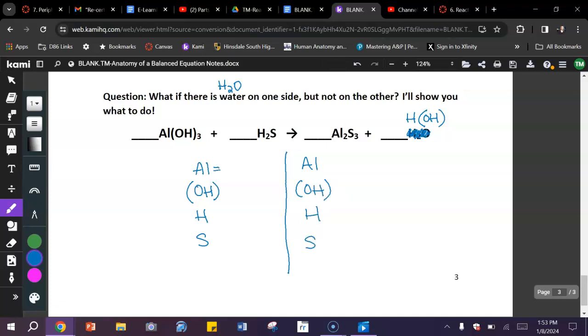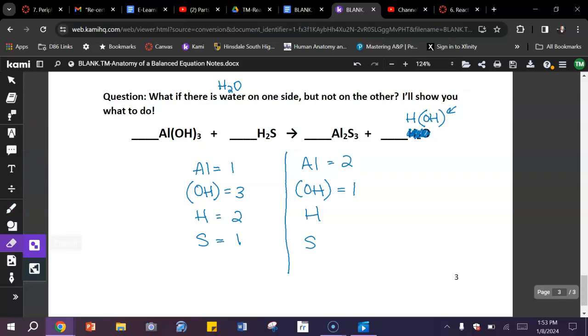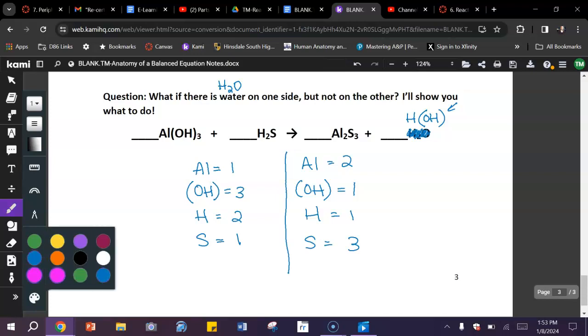So on my reactant side, I have 1 aluminum, 3 hydroxides, 2 hydrogens, 1 sulfur. And on my product side, I have 2 aluminums, I have 1 hydroxide right over here, I have 1 hydrogen, and I have 3 sulfurs. So now, because we changed our water to HOH, it becomes a simple balancing exercise, just like the ones that we did at the top of this page.